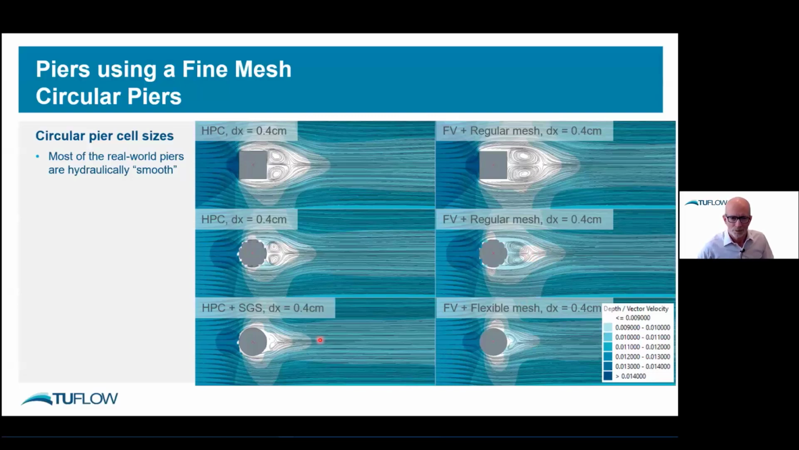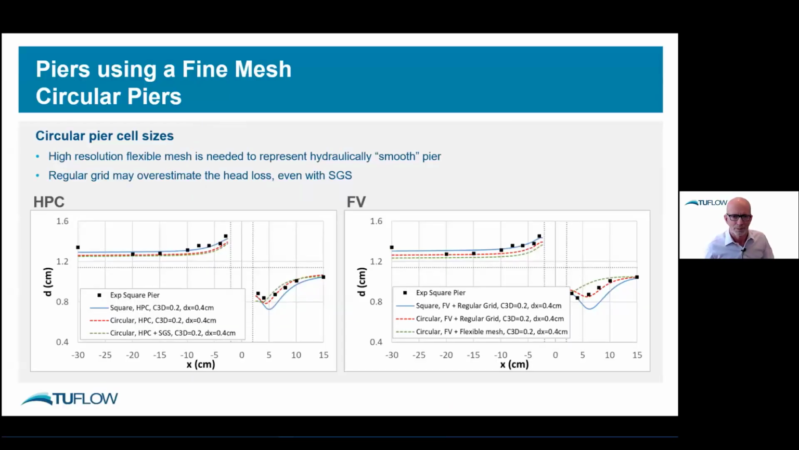If we move to turning SGS on for HPC, we actually do see a nicer response here. So you see here much fewer eddies forming behind. So that gives what we believe is a much more improved representation of the pier. And if you use FV with a truly flexible mesh, you get a very nice sort of streamline response around the back here.